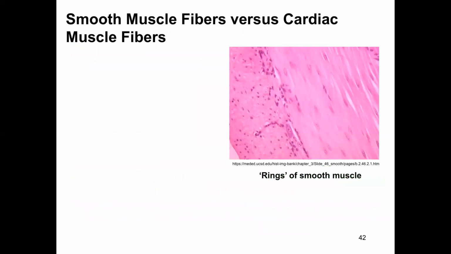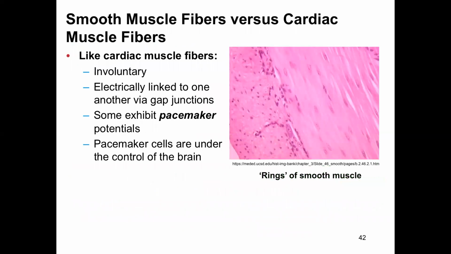Okay, now smooth versus cardiac, all right? Now smooth muscle fibers are different. They're not striated. You don't have that sarcomere structure, all right? So like cardiac muscle fibers, they are involuntary. You don't control the flow of food through your gut, okay? Or the flow of blood, I should say, through your vessels. They are electrically linked to one another. They can be by gap junctions, so I'll sort of qualify that shortly.